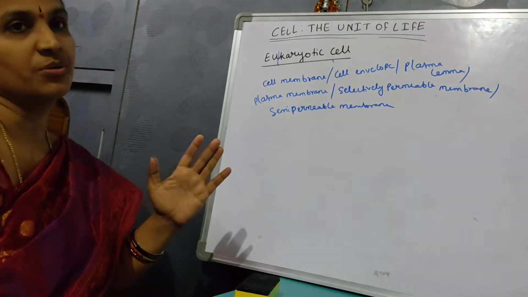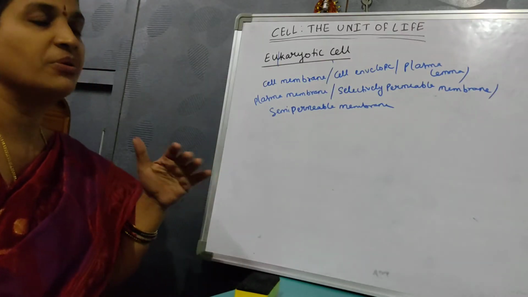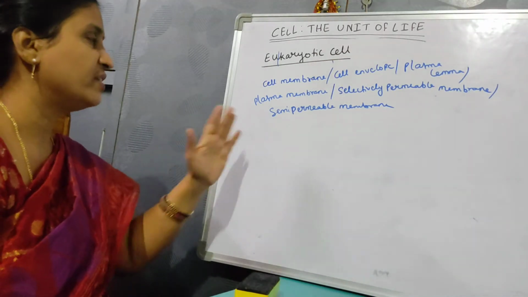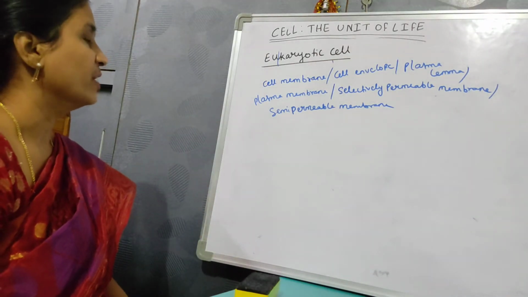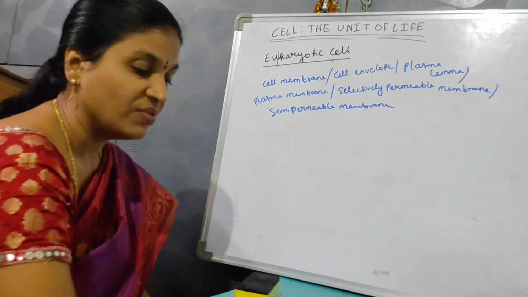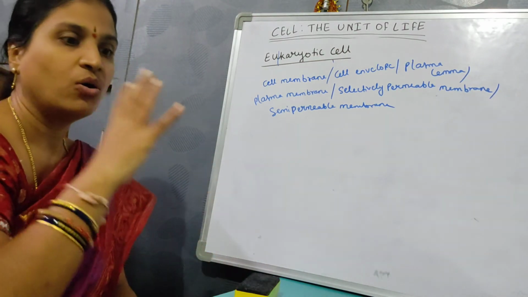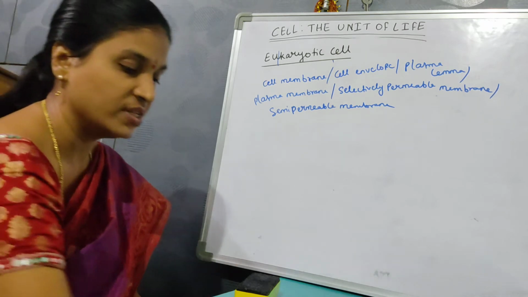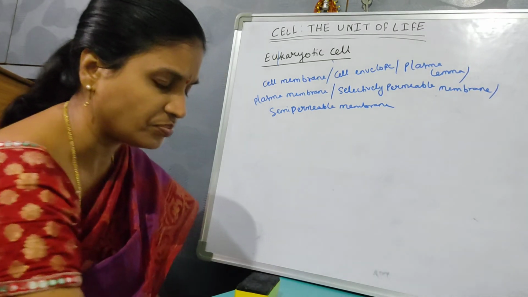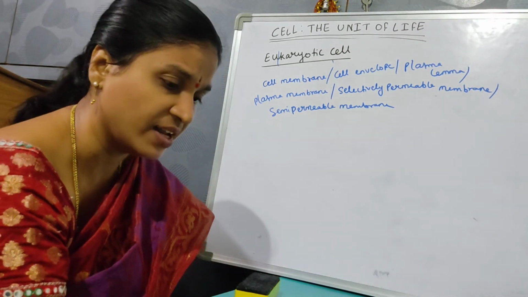It is a selectively permeable membrane. Why is it selectively permeable? We are going to study that now. So in detail, we are going to study the cell membrane now. The cell membrane is the one which is going to cover all the cellular contents of a cell.